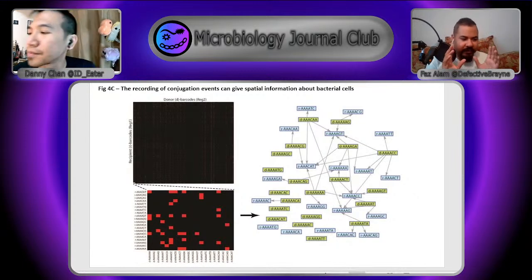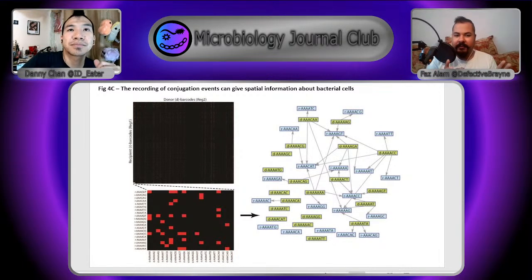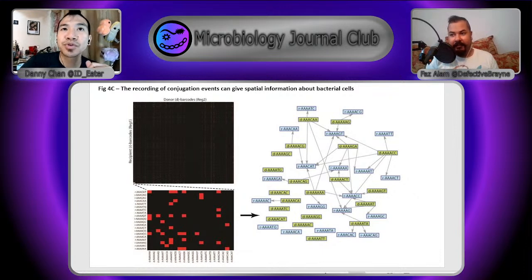The concern I have is, let's say we have a bacteria that takes up two of these conjugation plasmids. What does it look like? What happens when you get two donors and one recipient? Which one gets recorded?